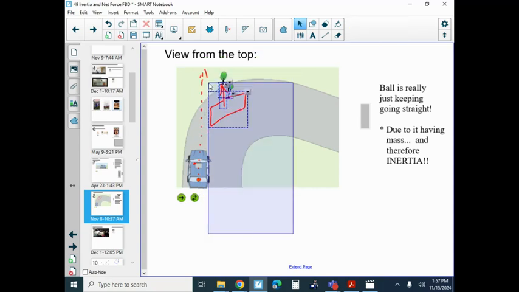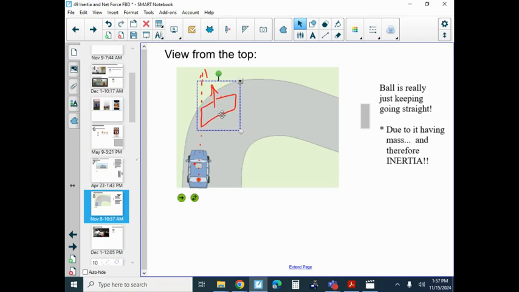So I'm keeping that in there in case I manage to get Flash working again. But the idea is there. It really just has inertia, because it has mass, and so it just keeps going straight, right?